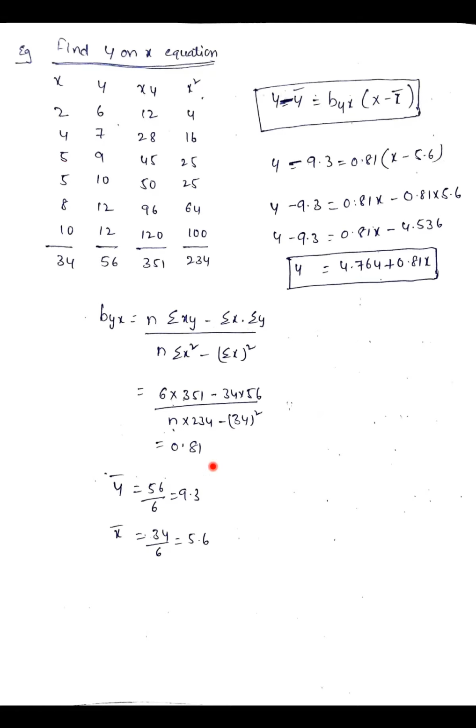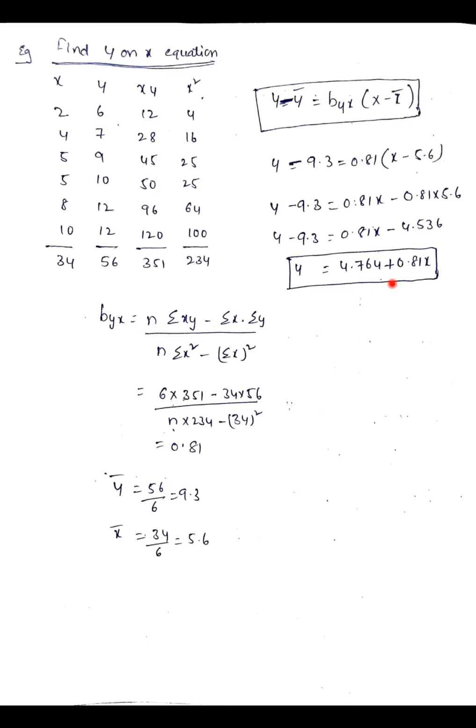In the same way you have to calculate y bar and x bar. y bar is the total divided by the number of observations, that is 9.3, and x bar is 34 by 6, that is 5.6. Now we have to substitute all these values in this equation. So finally you will get the regression equation, that is y is equal to 4.764 plus 0.81x. I already told you this regression can be expressed in this general form, right?